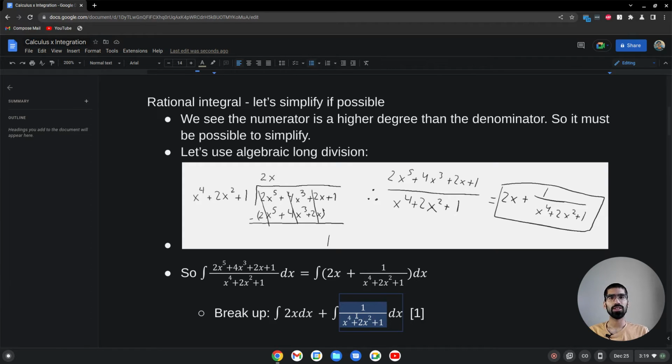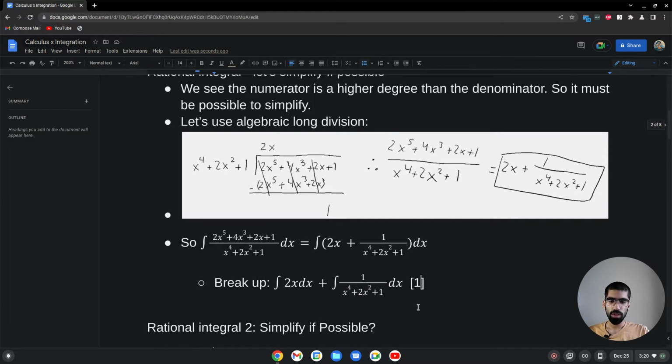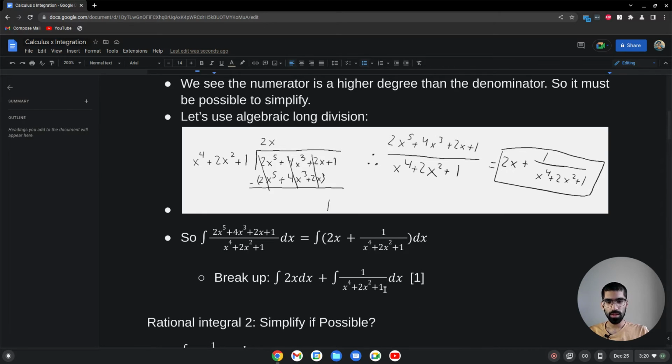Now, we want to figure out this next part. So we still have a rational integral, right? We still have a fraction that is somewhat ugly. It's less ugly than before, but it's somewhat ugly. In this case, we cannot get this to be any simpler in terms of breaking it into multiple fractions because it's already just 1 over some denominator. One thing you might notice, though, is that this denominator, we are able to factor it.